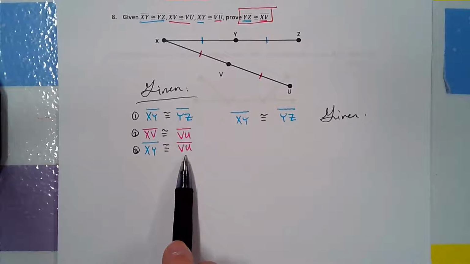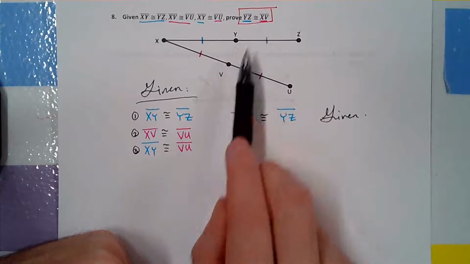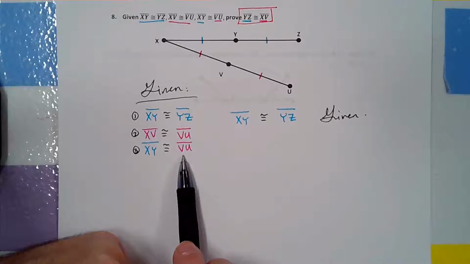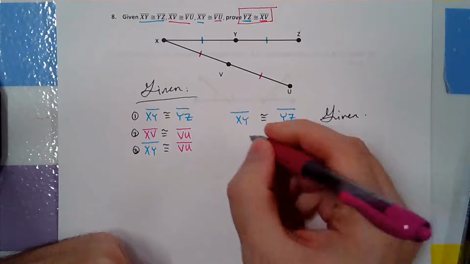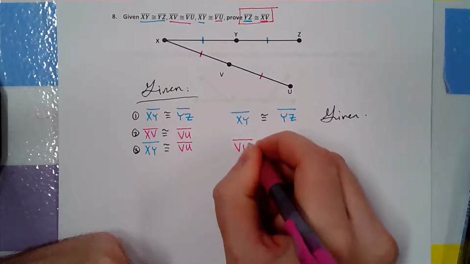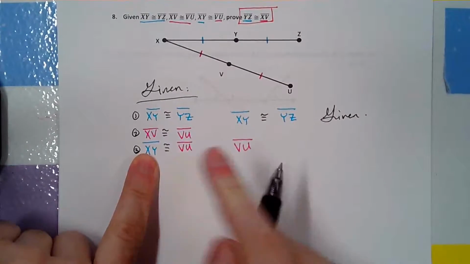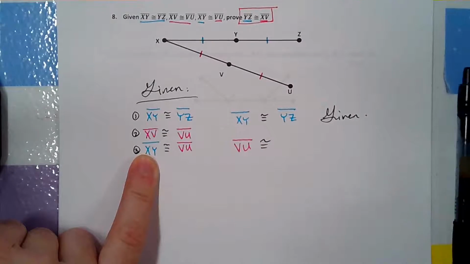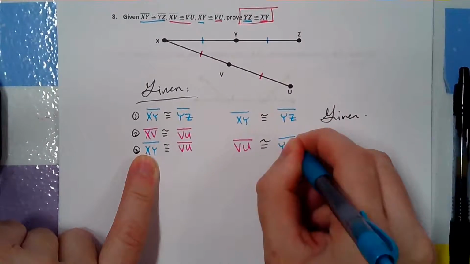Now, that's helpful because it gets us pink, and pink is closer to our answer. It's not what we want. We want XV, but it does get us closer. So let's switch it out. Instead of writing XY, I'm going to write VU. And I'm allowed to do that because XY is VU. They're the same thing.